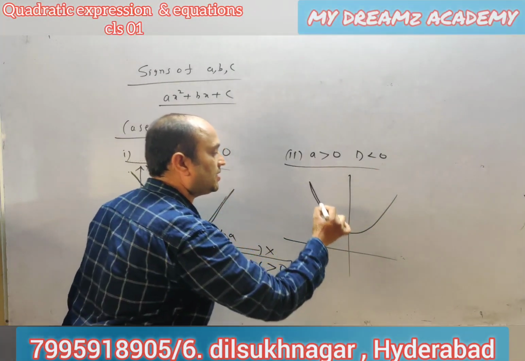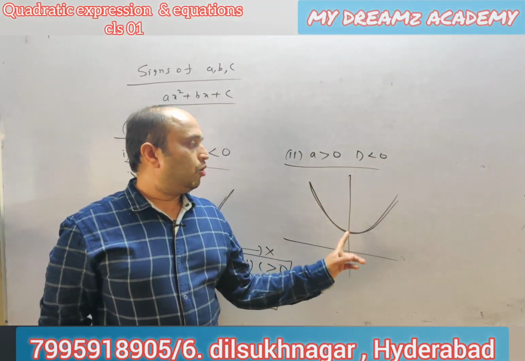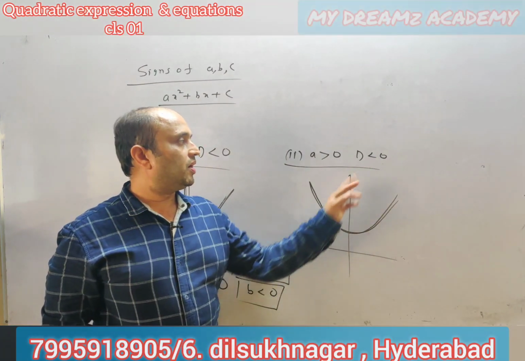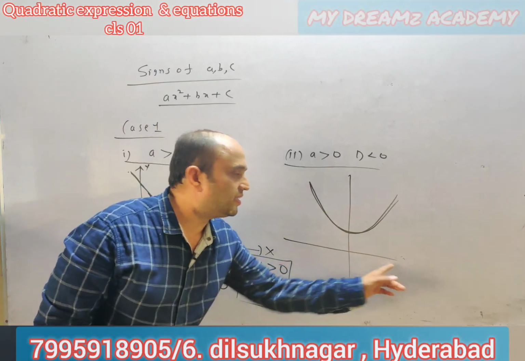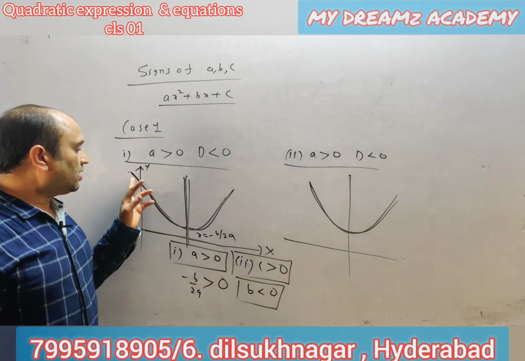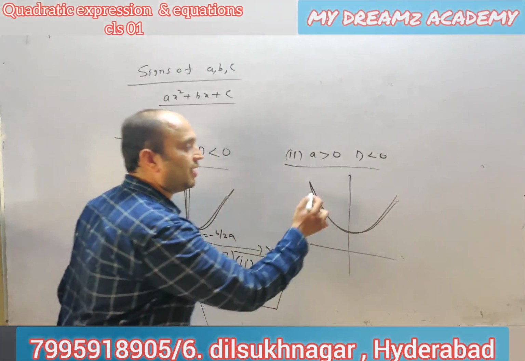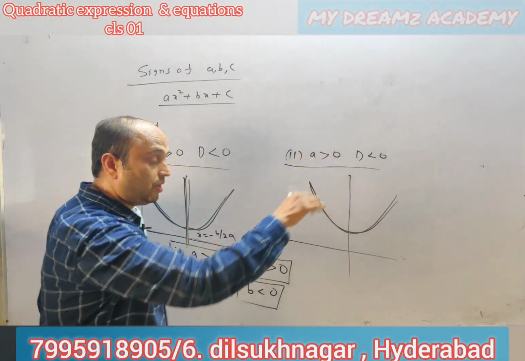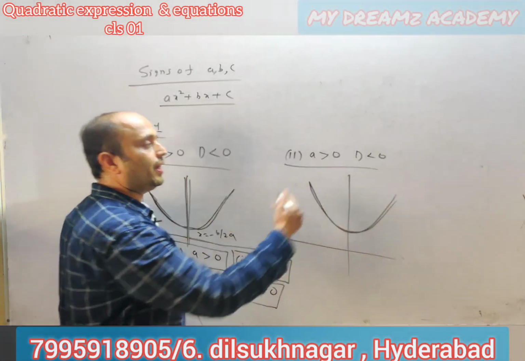Okay, in this case also same here. So a is greater than 0, upward parabola, discriminant is less than 0, so the curve does not intersect the x-axis. Here the curve lies in the first quadrant, and our curve lies on the y-axis. If our curve lies on the y-axis, then what are the signs of a, b, and c?